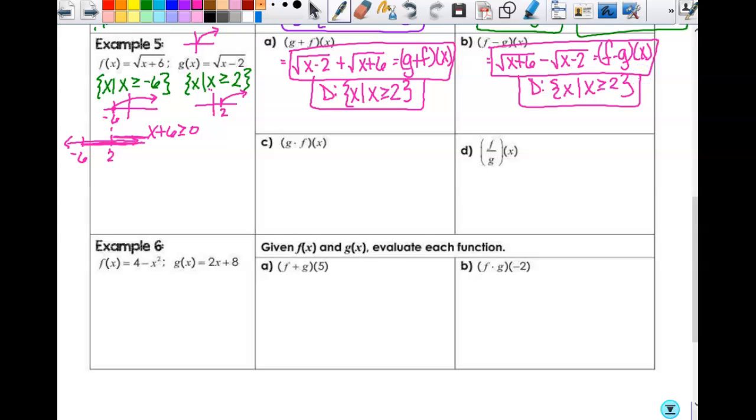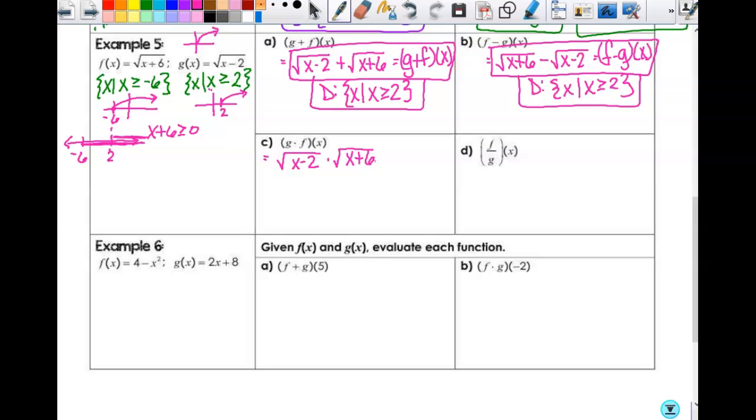Then I'm going to multiply them, g times f of x, so the square root of x minus 2 times the square root of x plus 6. Can I actually combine these? Yes. Do the square roots get knocked out? No. Everything underneath the square root can be multiplied together. Everything outside the square root can be multiplied together. The only time the square roots get knocked out is when you multiply two identical things, and these aren't identical.